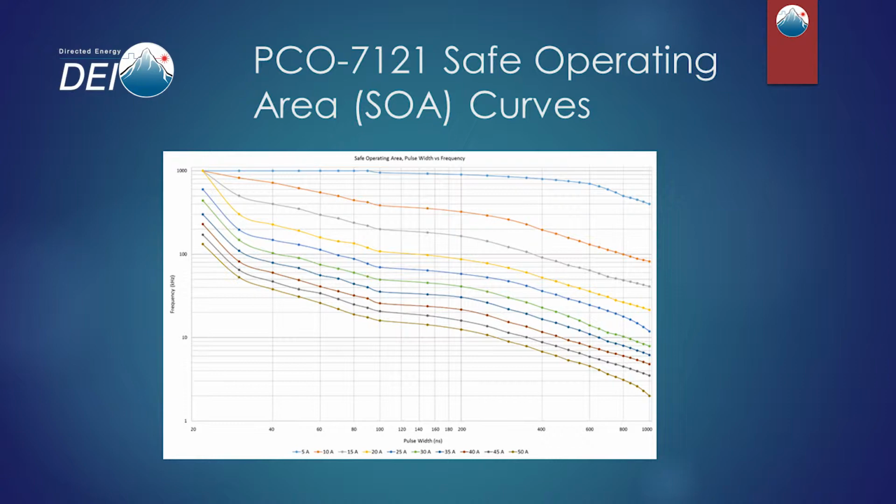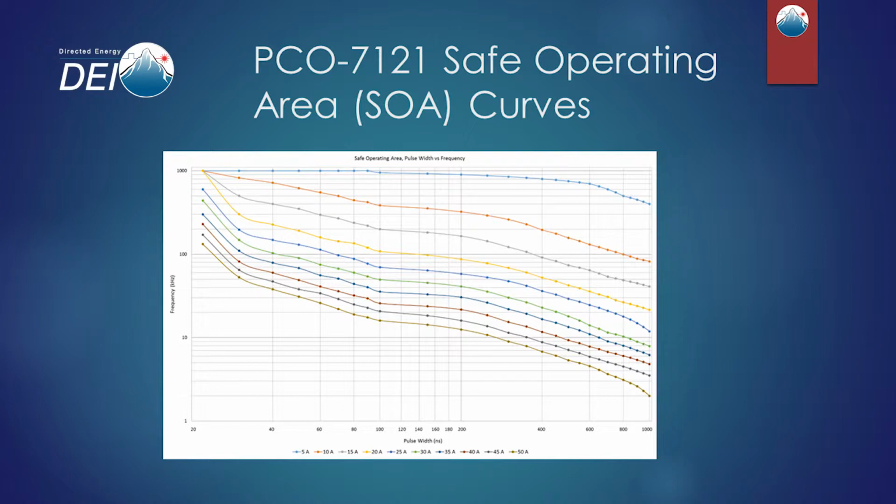You can see that on the horizontal axis, we've plotted pulse width in nanoseconds. It starts at 22 nanoseconds, it goes up to 1 microsecond. On the vertical axis, we've plotted the frequency of the pulse, or the pulse repetition rate, going from a low of 1 kilohertz up to 1,000 kilohertz, or 1 megahertz. And the colored lines represent output current.